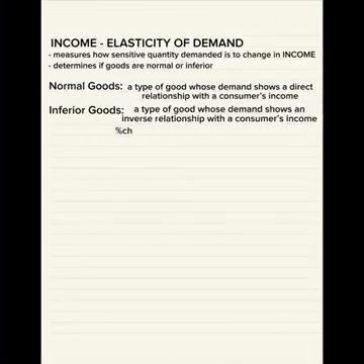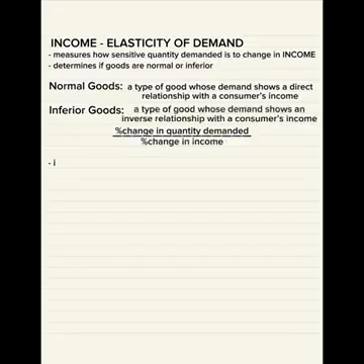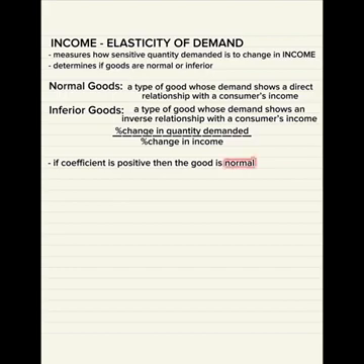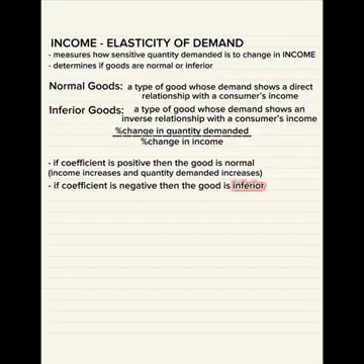Now, in order to determine whether goods are normal or inferior, we will use the formula percentage change in quantity demanded divided by percentage change in income. If the result of your formula is a positive coefficient, this means that your good is a normal good. It also shows that as income increases, quantity demanded will also increase. But if your coefficient is negative, then this means your goods are inferior goods. When income increases, quantity demanded will decrease.